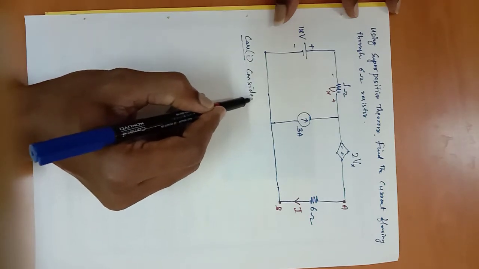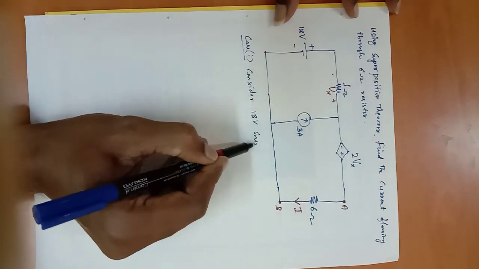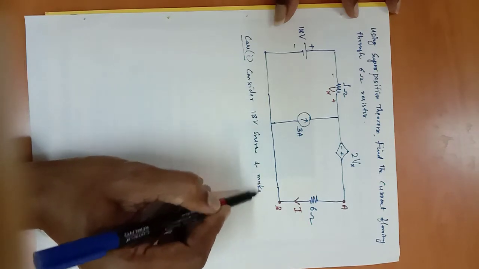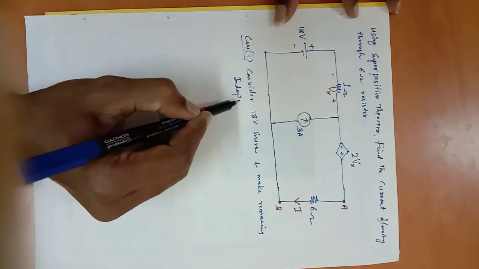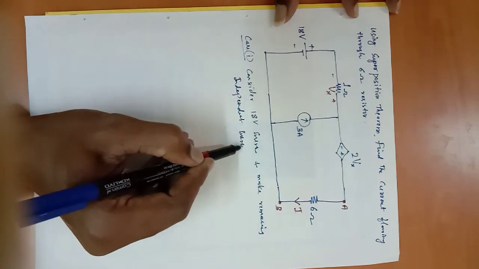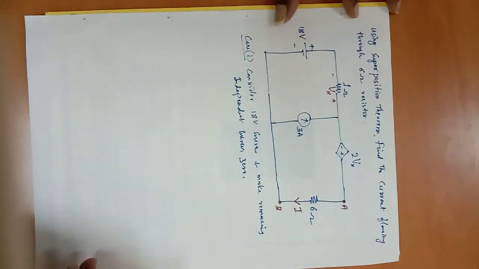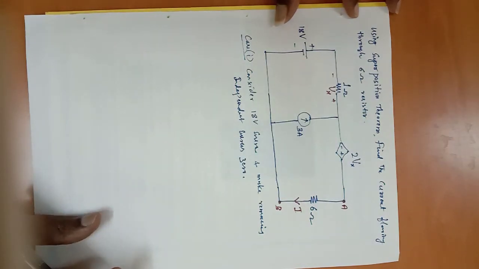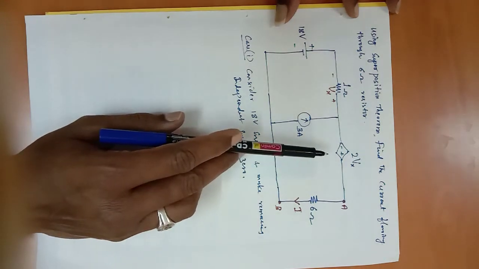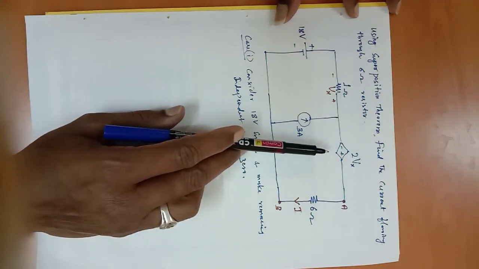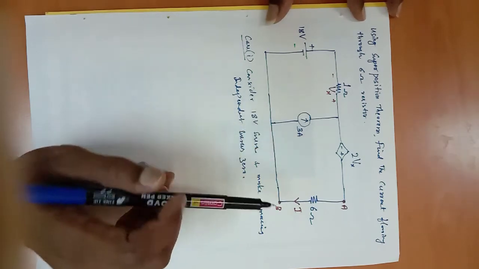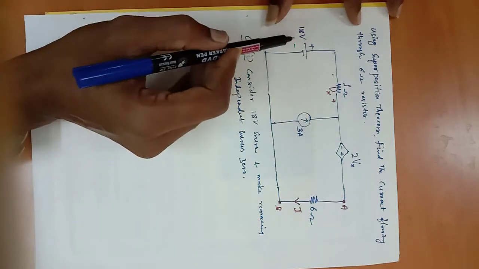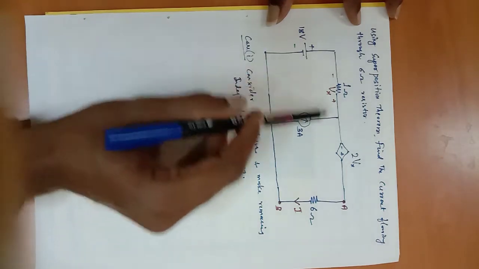Consider the 18 volt source and make the remaining independent sources 0. And very important when you are applying superposition theorem is you should never make dependent sources 0. Dependent sources should not be made 0 at any time when you are applying any theorem. It must be present in all the cases. That is very important. Now I am considering the 18 volt source and I am making the remaining independent sources 0.